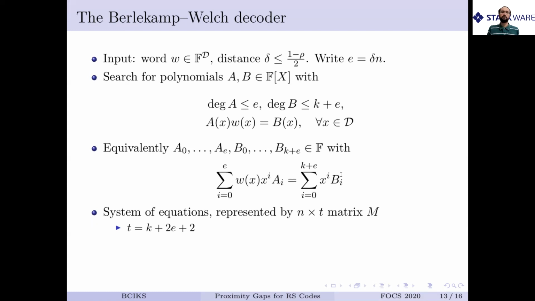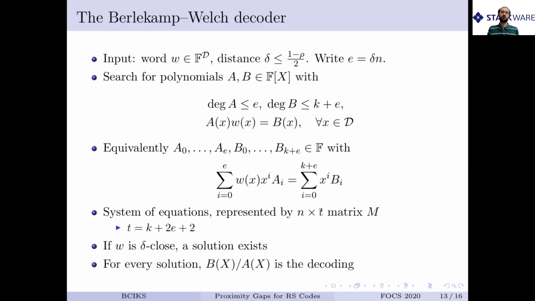So we can write this system of n equations in t variables, where t is k plus 2e plus 2, the number of coefficients of A and B. And we can represent it as a matrix. And now we are just trying to find a null vector of this matrix, and this will give us A and B. And what we know is that if the word is actually within delta distance of the code, then such a solution must exist. And moreover, any such solution which is non-zero will have A(x) dividing B(x) as polynomials, and the ratio will be the code word that is delta close to W, the unique such code word.